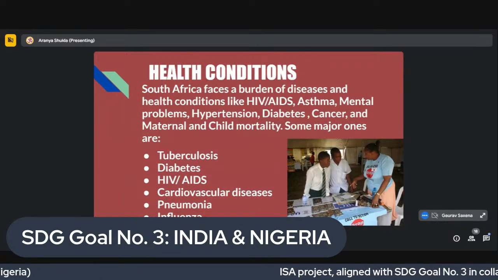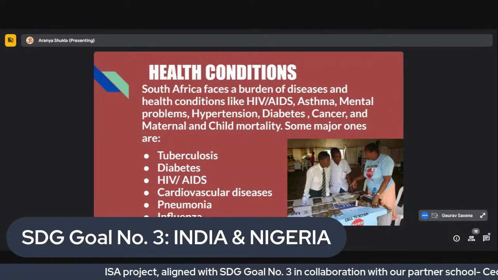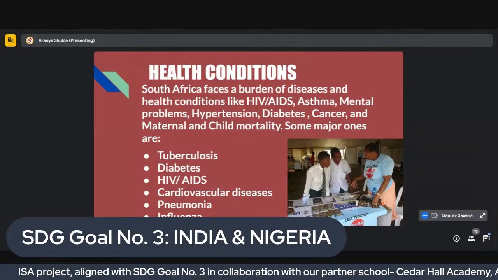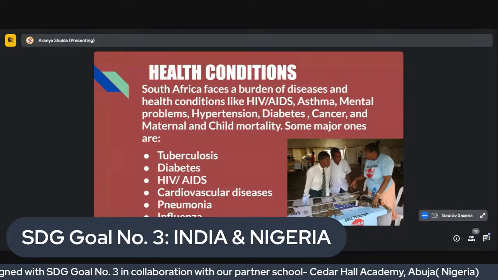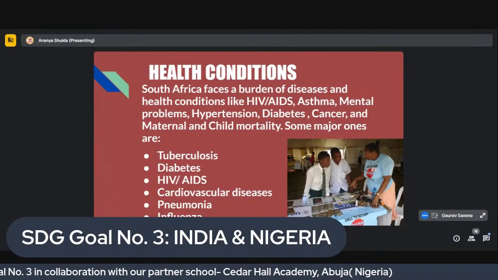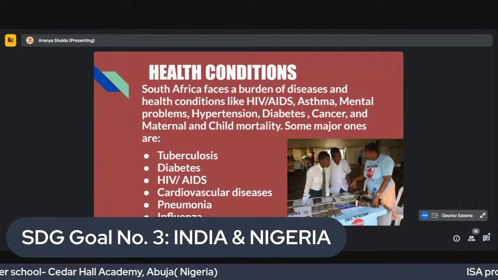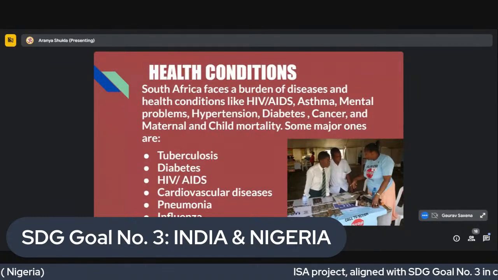The health conditions of South Africa. South Africa faces a burden of diseases and health conditions like HIV, AIDS, asthma, etc. Some major ones amongst them are tuberculosis, diabetes, HIV, AIDS, pneumonia, and influenza.